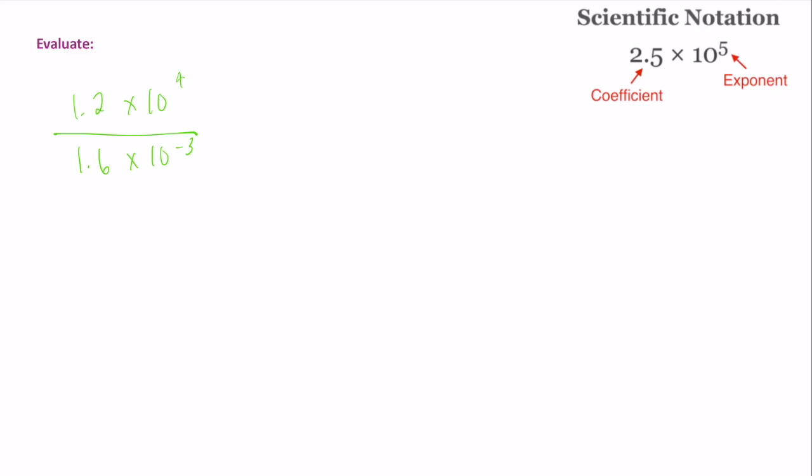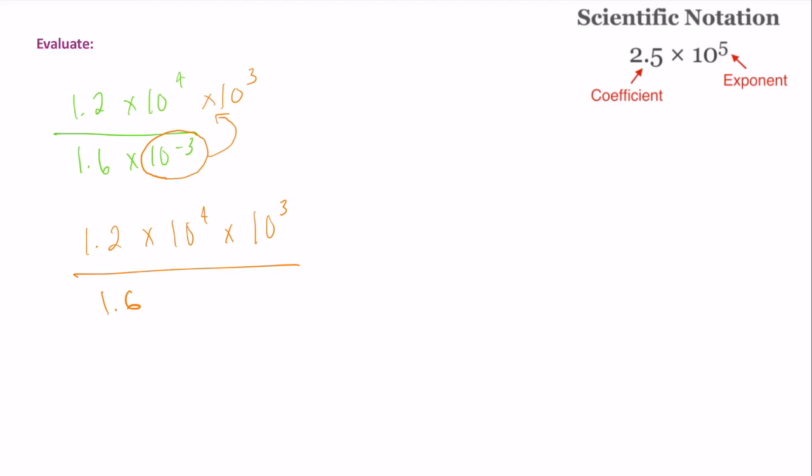But in this case, it's in the denominator. So this is actually going to go up. We want to write this as a positive exponent. So that's actually going to come up and be positive 10 to the positive 3rd, right? So we can rewrite this as 1.2 times 10 to the 4th times 10 to the 3rd over 1.6.